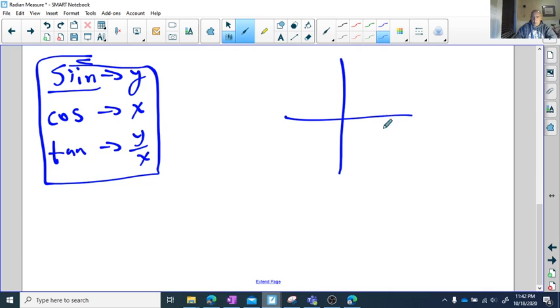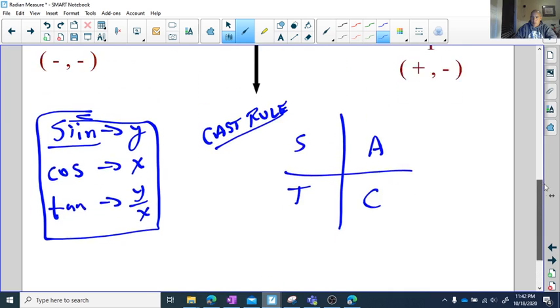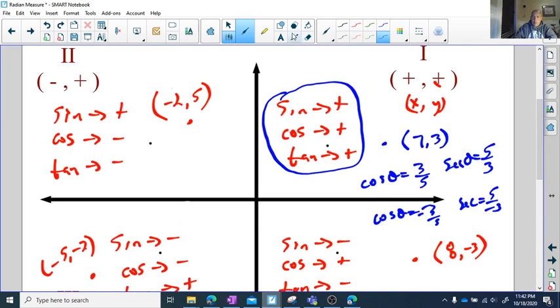There is this little memory device, which is C-A-S-T. Make sure you start in the bottom quadrant 4. Start with the letter C and spell the word CAST, and they call it the CAST rule. But I really like this idea better because you're really understanding why the CAST rule works, but some students just memorize this little thing and it works. And this is what these letters stand for. I'm going to go up here and show you. I'm going to get my highlighter out.